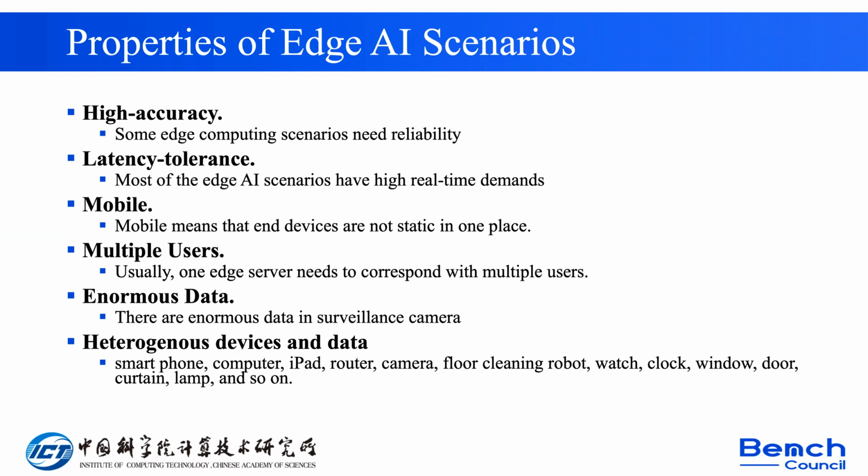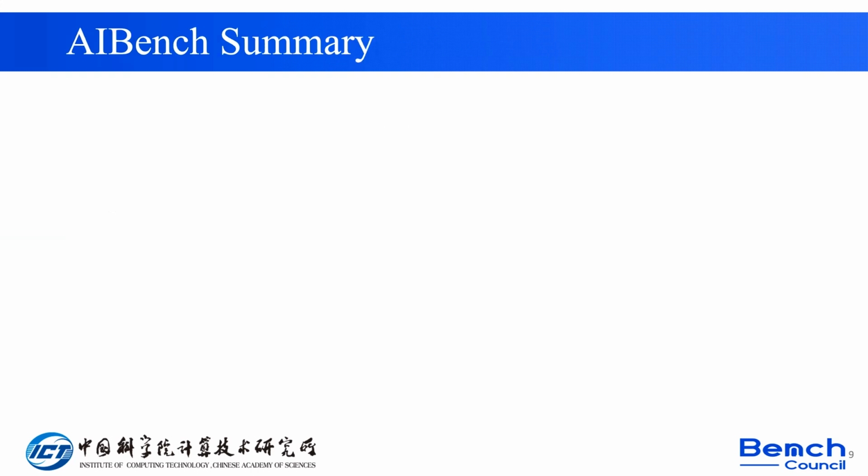And the next property is heterogeneous devices and data. In edge computing scenarios such as smart home, there are multiple heterogeneous devices, including smartphone, computer, iPad, router, camera, and so on. So how to process those data is also a problem we need to solve in edge AI scenarios.